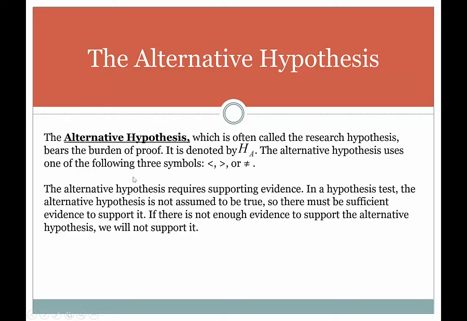The alternative hypothesis always uses one of these three symbols, either less than, greater than, or not equal to, right? And again, going back to what we just said before, just to emphasize that the alternative hypothesis requires supporting evidence. In a hypothesis test, the alternative hypothesis is not assumed to be true, so there must be sufficient evidence in order for you to support it. If there's not enough evidence to support the alternative hypothesis, we will not support it. In other words, it will sort of not win the argument, right? And that's basically it. That's a little brief introduction to the two types of hypotheses that we use during a hypothesis test.